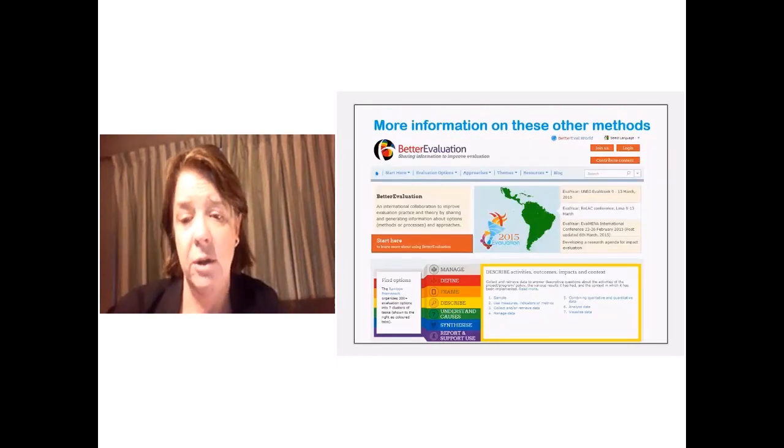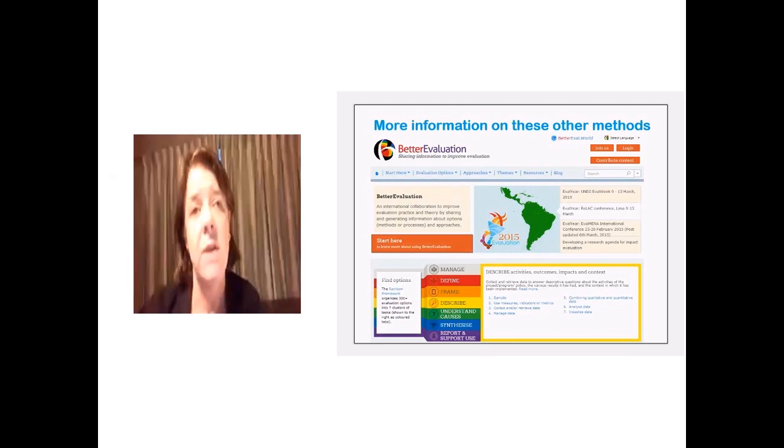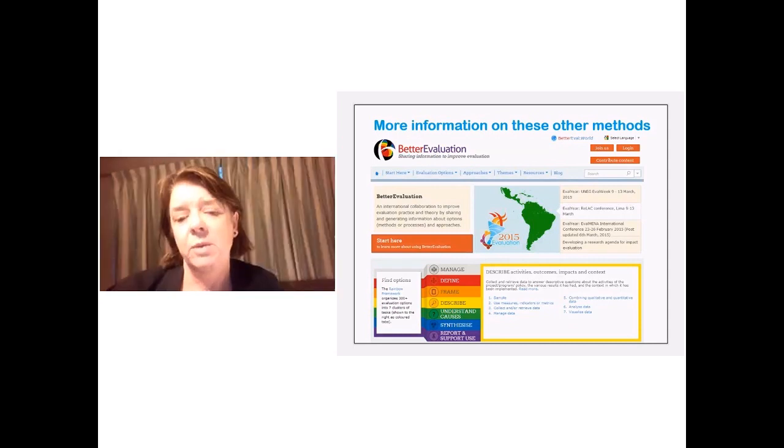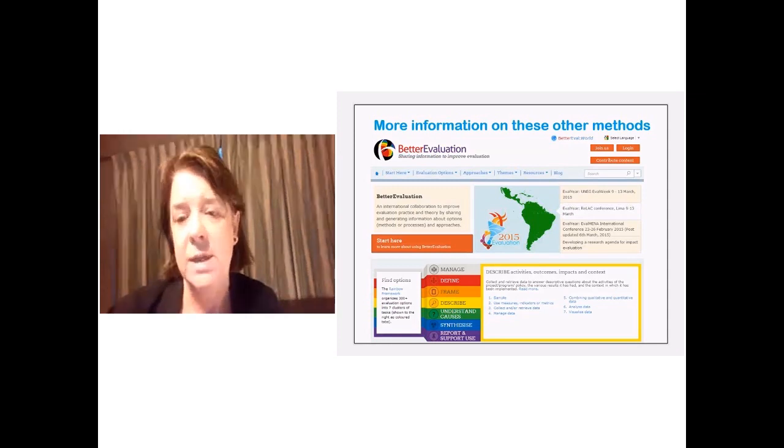If you go to the BetterEvaluation website, you can look in Describe, it'll take you down and give you information about all those methods. So there is information out there and examples. So spend a bit of time just becoming aware of some options and ideally get some technical input about which ones might be viable.